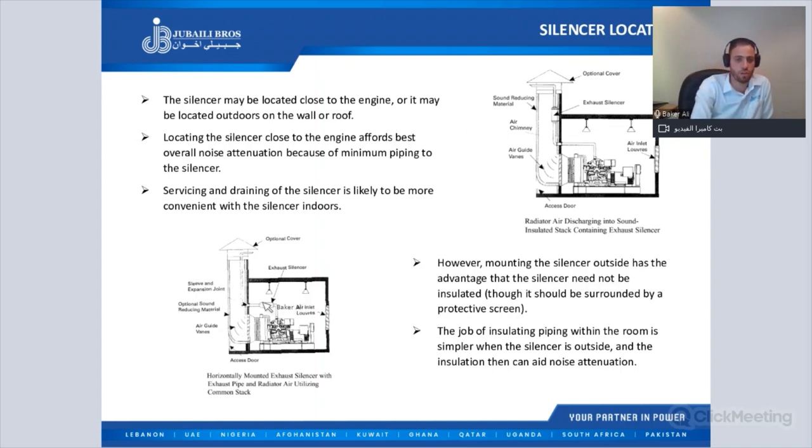Like when you install the generator and the silencer inside the room, for the sound attenuation, when we install the silencer inside the room close to the engine, we can get better sound. Why? Because here we have a short pipe between the engine and the silencer. But see here, there is a long pipe between the silencer and the engine, so you will get more sound in this option. But in this option, you will get better sound. So if you are looking for better sound, then you have to install the silencer inside the room.